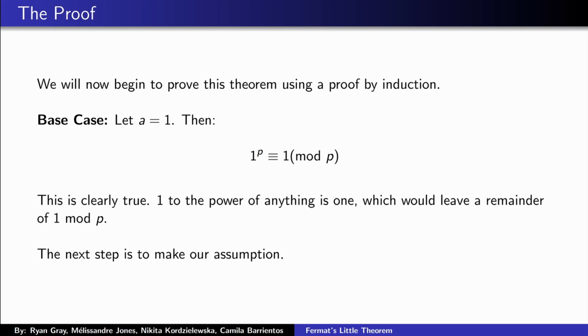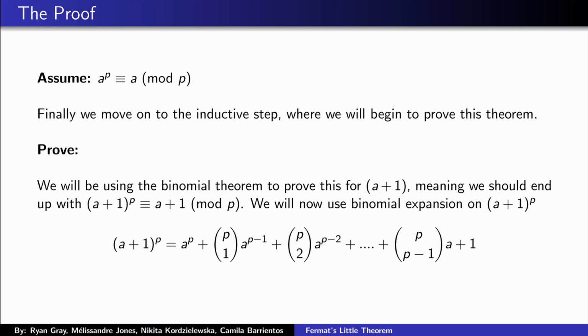Our next step is to make our assumption. We are going to assume that a^p is congruent to a modulo p. Using this, we can move on to our inductive step, which is where we will begin to prove this theorem. We will be using the binomial theorem to prove this for a plus 1, meaning we should end up with (a+1)^p is congruent to a+1 modulo p. And we will now use binomial expansion on (a+1)^p.